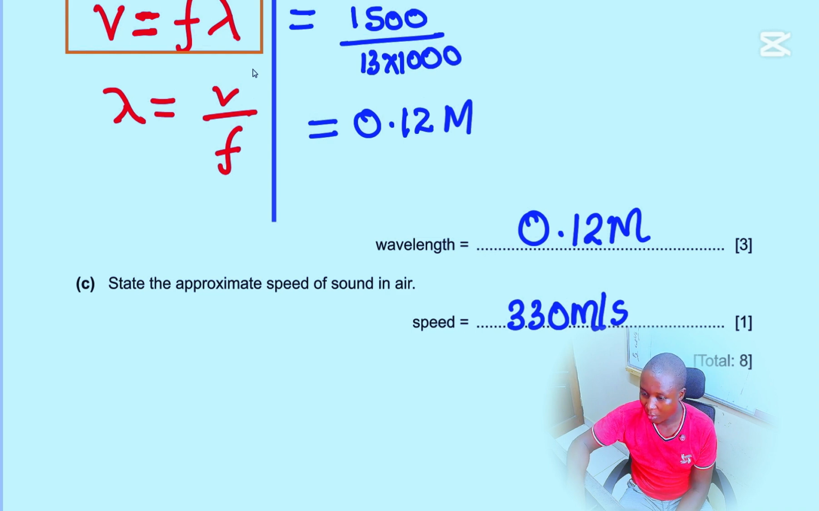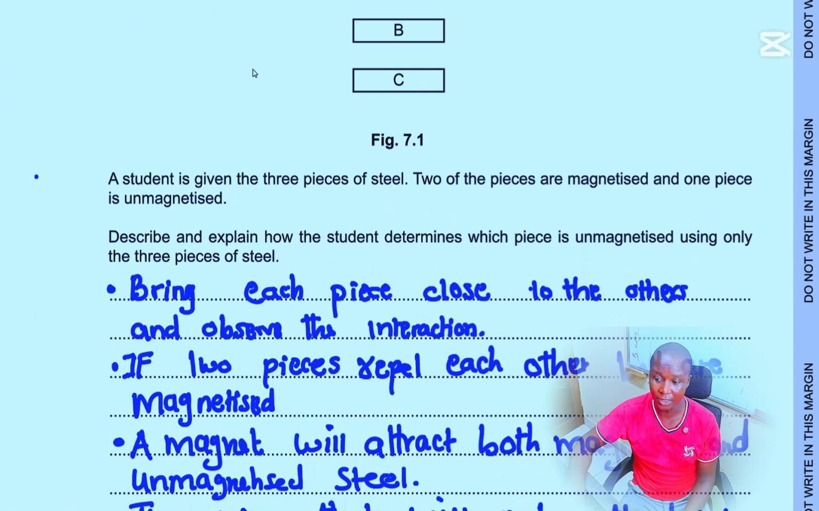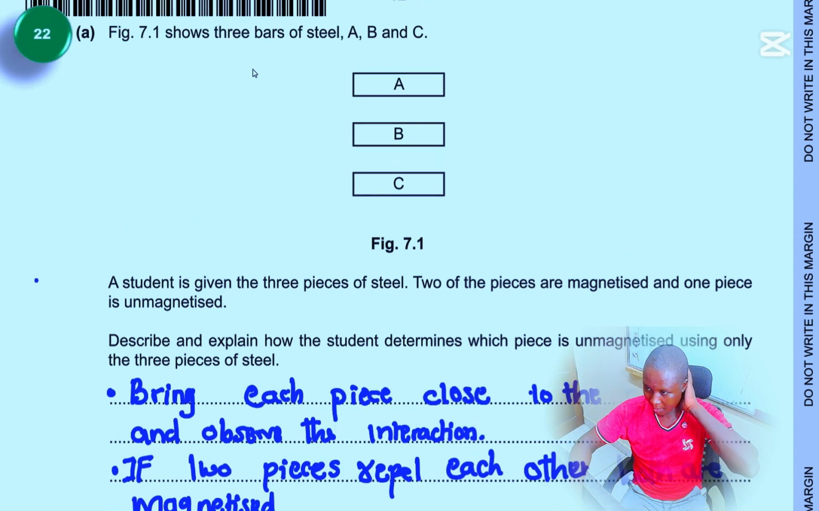Furthermore, we are also going to look at the approximate speed of sound in air. Sound is approximately 330 meters per second in air, but in water it is approximately 1500 meters per second. And the speed of light, as we have already mentioned, is 3.0 times 10 to the power 8. So you need to remember that.